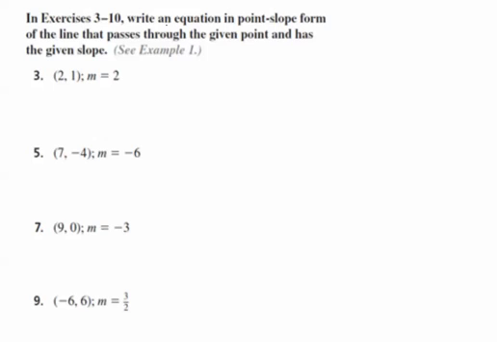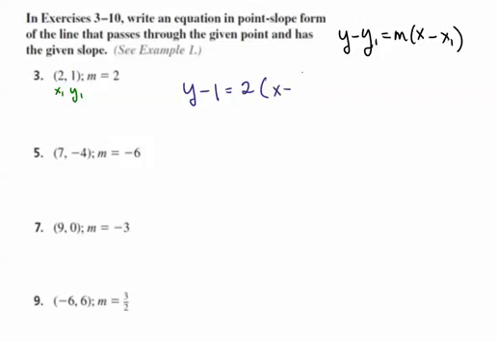Remember that our point-slope form, I'll just write it one time at the top here: y minus y1 equals m times x minus x1. So in each case, I'll label the point x1, y1, and so we have y minus y1, which is 1, equals m, which is given as 2, times the quantity x minus x1, which is 2. And that's all we have to do.